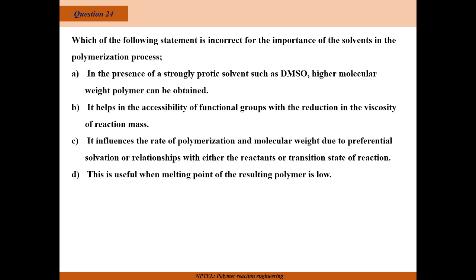The second is clear. It helps in the accessibility of functional groups with reduction in viscosity of the reaction mass, because solvent plays a major role in facilitating the viscosity reduction so that the functional group is easy to access. Like I already told, hydrogen peroxide, once it gets into radical form, it will be easy to initiate, in gas phase also. So B is clear. Then it influences the rate of polymerization and molecular weight due to preferential solvation with either reactants or transition state. That also is true, because the molecular weight is primarily controlled by the solvent.